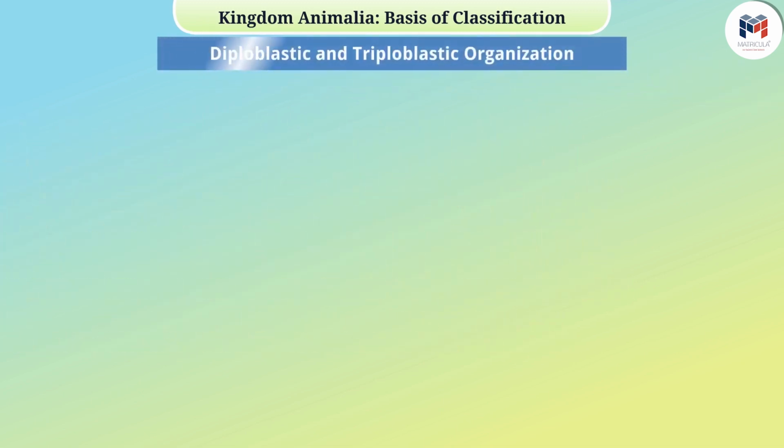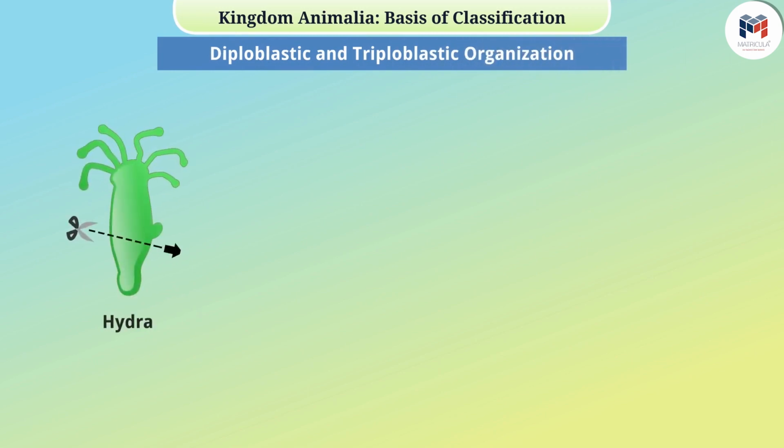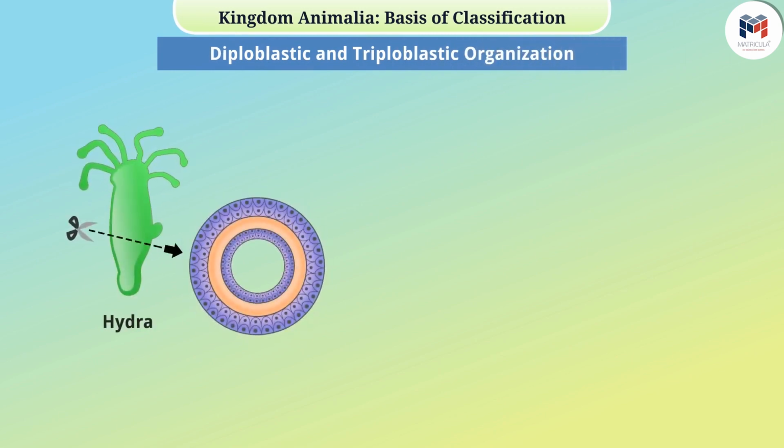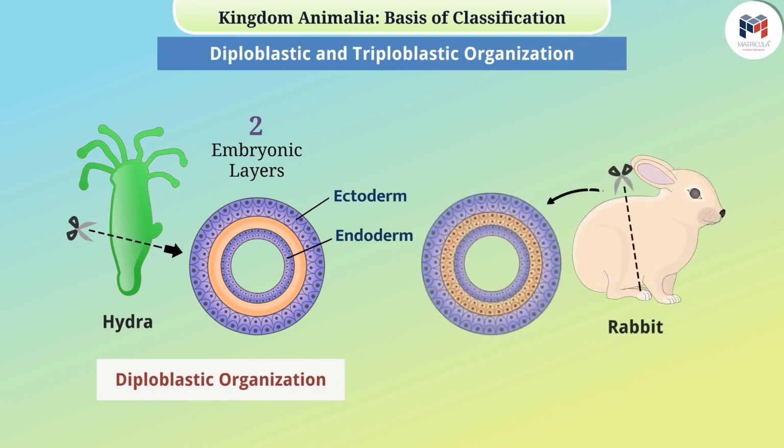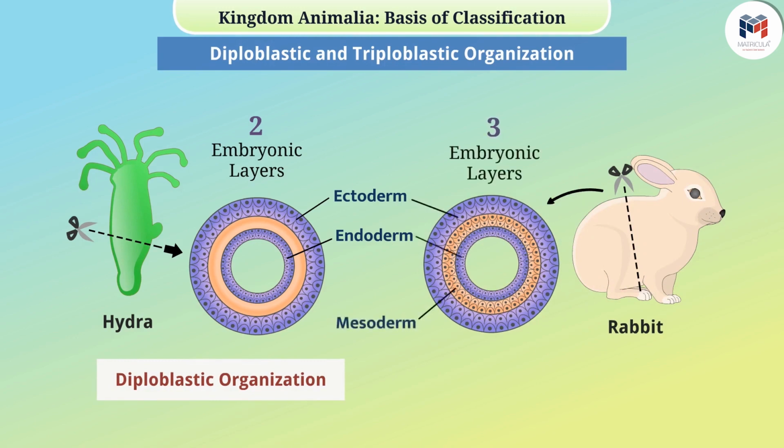Diploblastic and triploblastic organization. In some animals like Hydra, cells are arranged in two embryonic layers. Such organization is called diploblastic. In some animals, such as rabbits, cells are arranged in three embryonic layers. Such organization is called triploblastic.